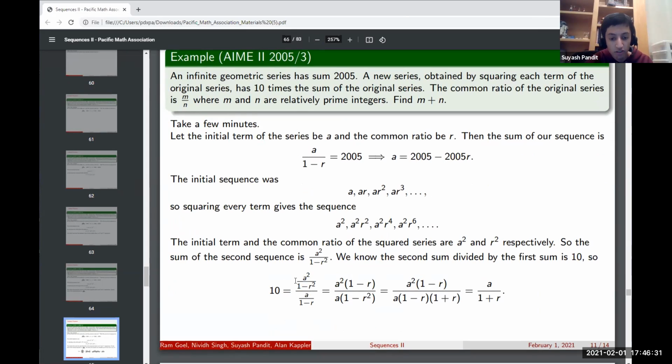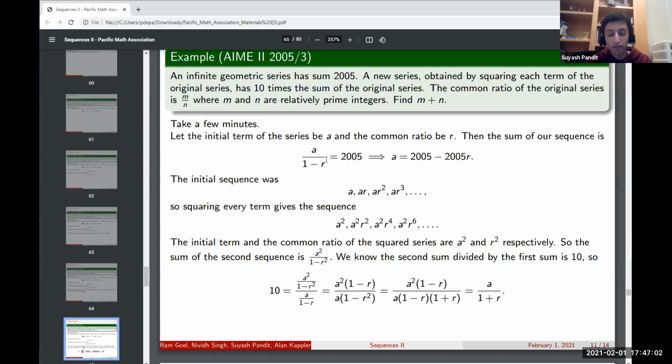And so now there are just some manipulations here. So A squared times 1 minus R over A times 1 minus R squared. That's just using fraction division techniques. And then the denominator factors as 1 minus R times 1 plus R. And then A squared over A. And then the 1 minus R's cancel out because we know R isn't equal to 1. R has to be less than 1. And also A squared over A, again, A is not going to be 0, otherwise the sum can't be 2005. A over 1 plus R is equal to 10.